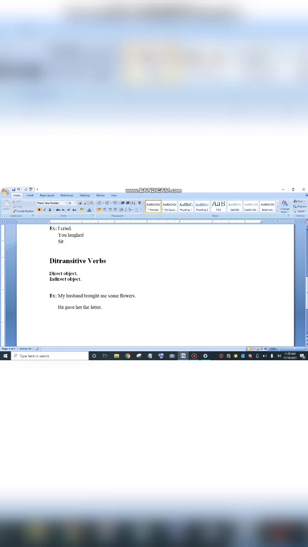For example, my husband bought me some flowers. Now here the word bought is a verb, and here we can see there are two objects, me and some flowers. Now here me is the indirect object and some flowers is the direct object. Same, another sentence is he gave her the letter. Now here the word gave is a verb and her is an indirect object and the letter is the direct object. So we can see that in these two sentences, there is a direct object and an indirect object.